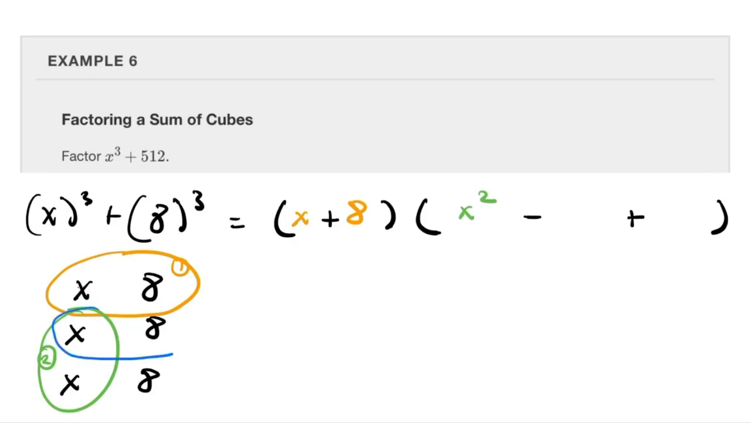This is the third part. Can you see the chair forming? It's like a cushion or something. So x times 8 is 8x. And I guess we'll go here for the last one. This is the fourth part. 8 times 8 is 64.